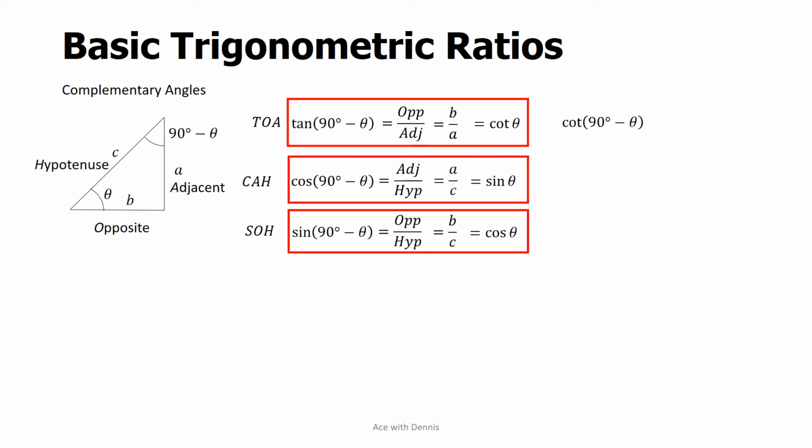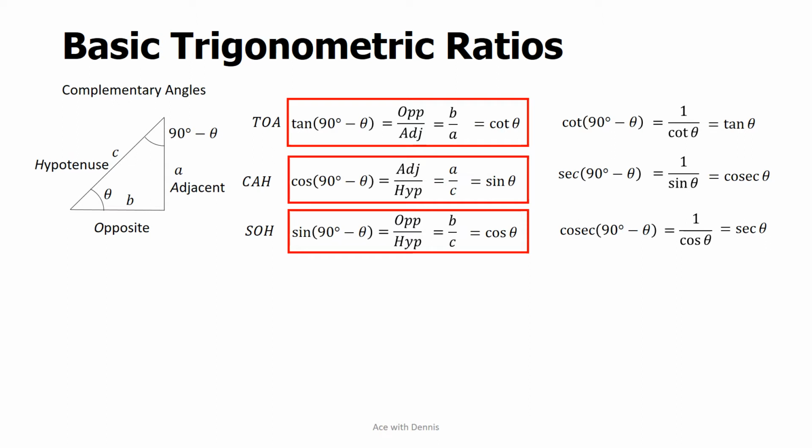How about its reciprocals? For cotangent 90 degrees minus theta, it equals 1 over cotangent theta, which equals tangent theta. For secant 90 degrees minus theta, it equals 1 over sine theta, which also equals cosecant theta. For cosecant 90 degrees minus theta, it equals 1 over cosine theta, which equals secant theta.